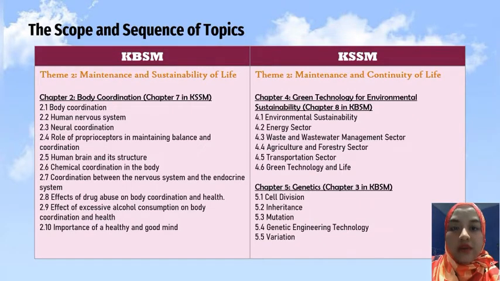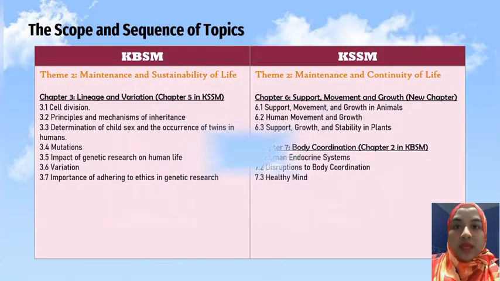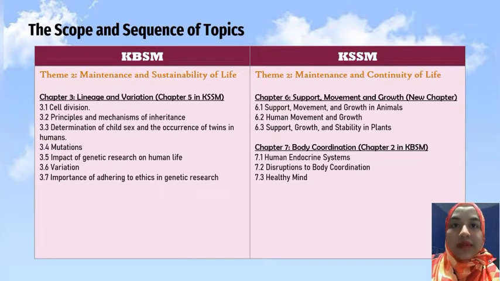Next, Chapter 5, Genetics, is placed in Chapter 3 in KBSM. Now we're back to Theme 2 in KBSM, which covers Chapter 3, Lineage and Variations. It's placed in Chapter 5 in KSSM. Theme 2 in KSSM covers Chapter 6 and Chapter 7.